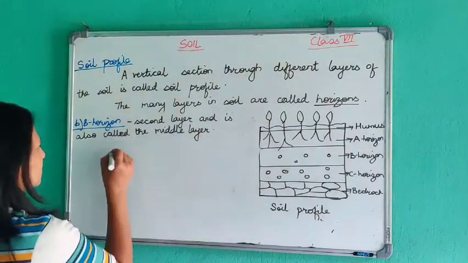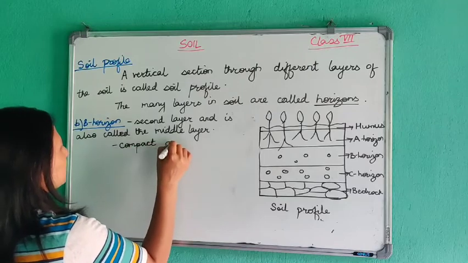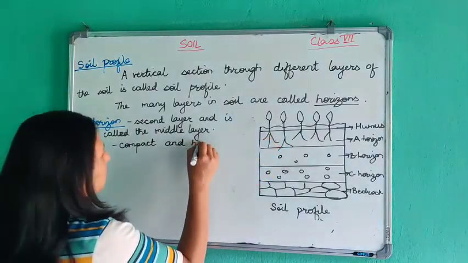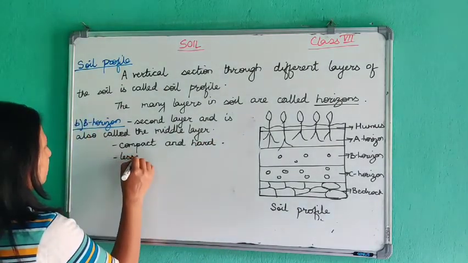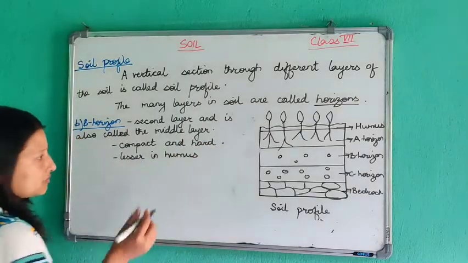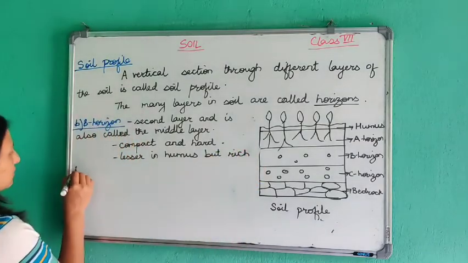Okay, and it is compact and hard. अलिक खादिएको हुन्छ. फर्स्ट को टप सोइल चाहिँ लूज हुन्छ, तर यो चाहिँ compact and कडा पनि हुन्छ. Okay, and it is lesser in humus. Humus कम्ती हुन्छ, प्राय जस्तो humus त डल्लै माथिपट्टि A horizon मै हुन्छ, but rich in minerals. It is rich in minerals.